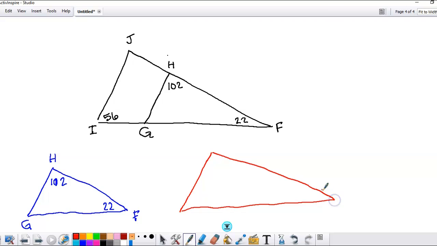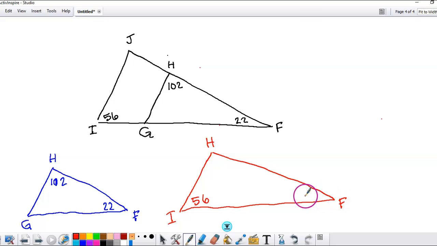So if they're similar, their sides are proportional. So then are their angles. Actually, if I recall, there might be a rule that if sides are proportional, then angles are exactly the same. But we didn't learn that one in here. We did, however, learn proportionality. So here we have 56.